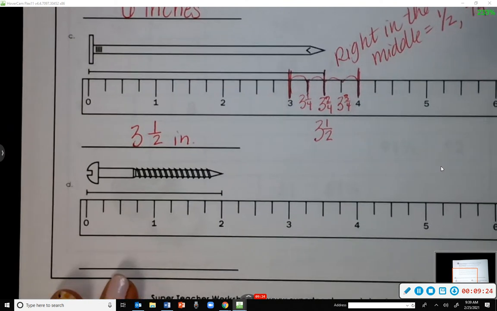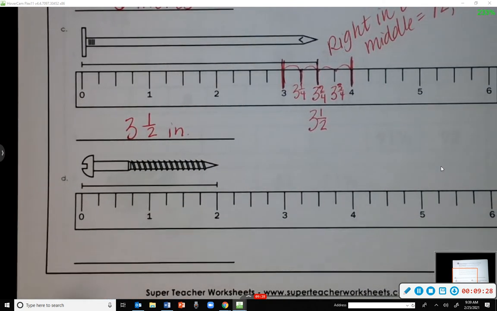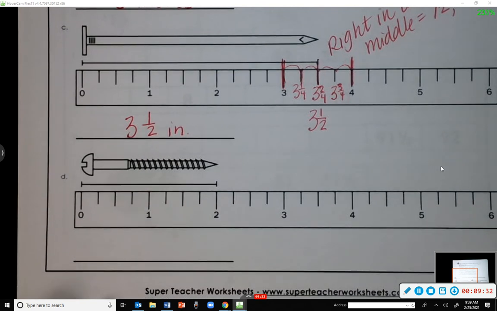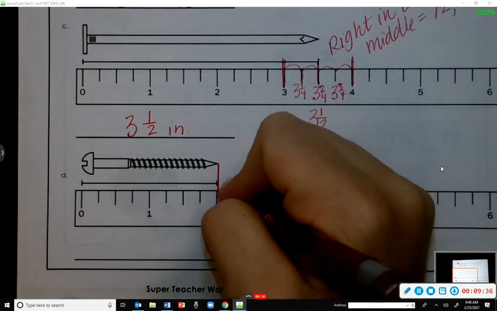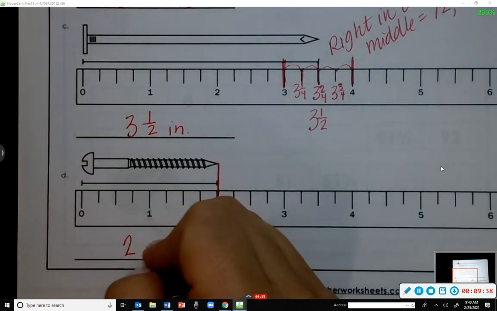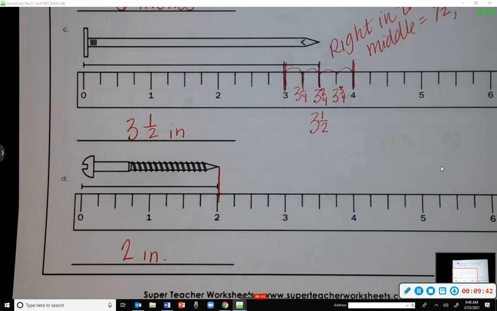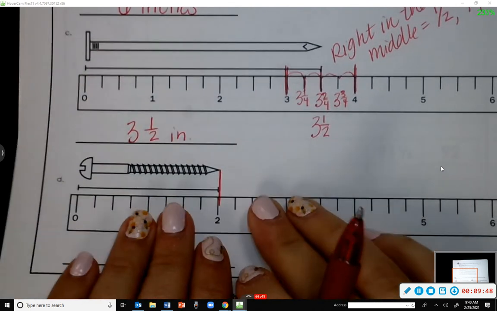Okay, the last one. What would this one equal, Allie? 2 inches. Good. Okay, so now let's set this to the side.